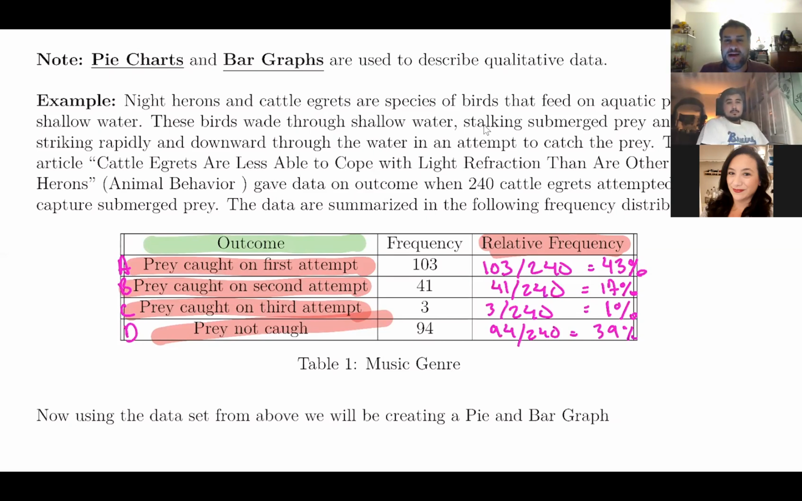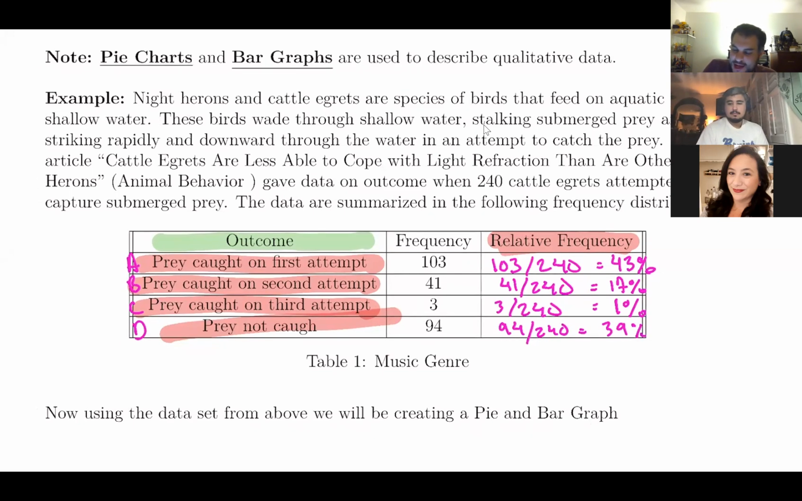All right. Any question how I got any of those percentages? Cool. One thing that you should just know: if you add all of these percentages up, it should add up to 1 or 100%. Because it's 103 out of 240, 41 out of 240, 3 out of 240, 94 out of 240. If I add up all of those fractions, it should add up to 240 divided by 240, which should give me 1 or 100%, however you want to look at it. So if you add up the 43 plus the 17 plus the 1 plus the 39, it should add up to 1 or 100%.